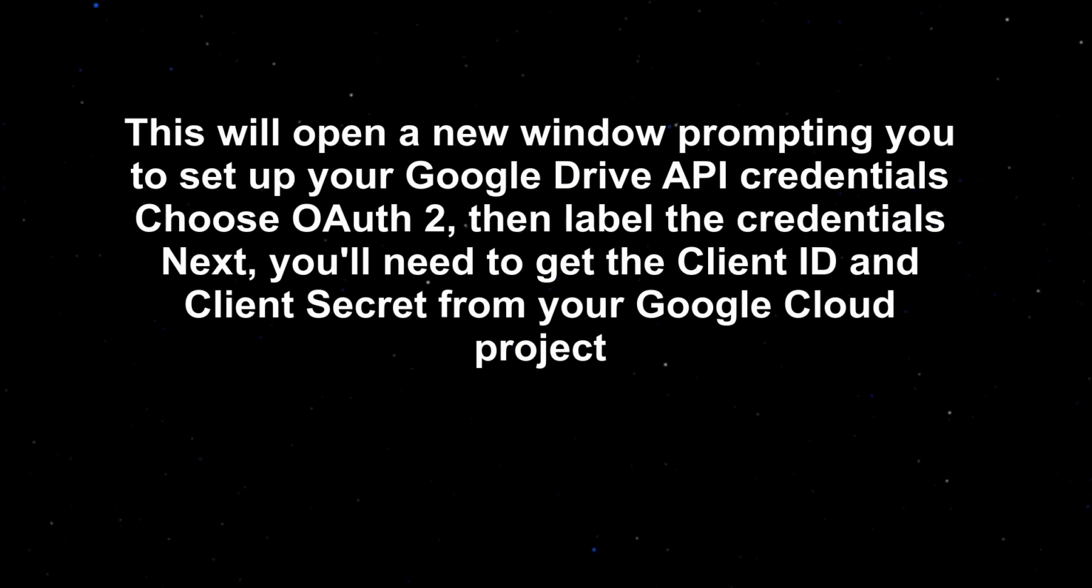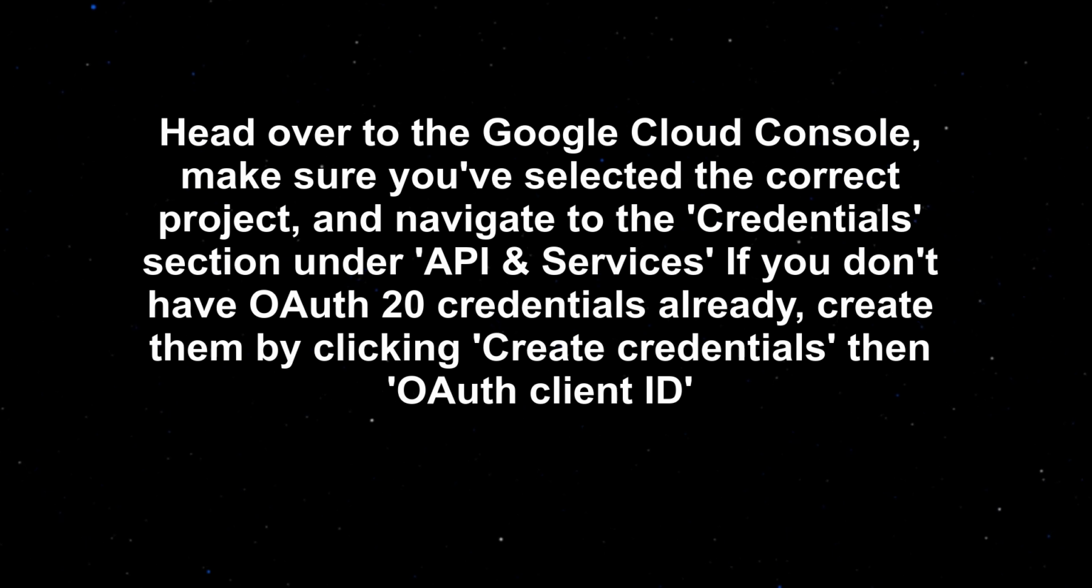Next, you'll need to get the client ID and client secret from your Google Cloud project. Head over to the Google Cloud console. Make sure you've selected the correct project and navigate to the Credentials section under APIs and Services. If you don't have OAuth 2.0 credentials already, create them by clicking Create Credentials, then OAuth Client ID.